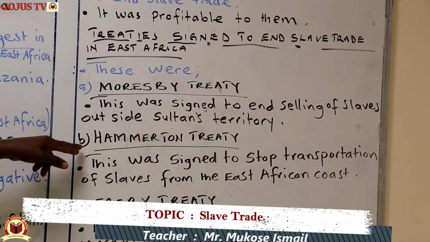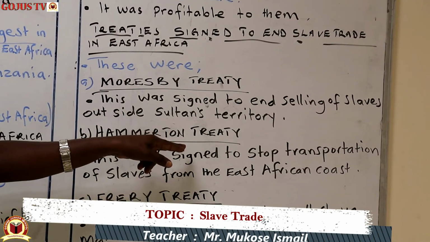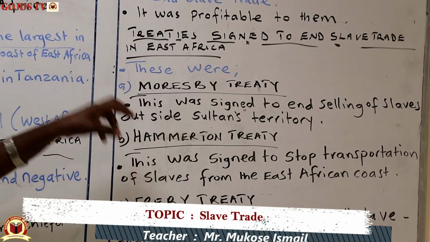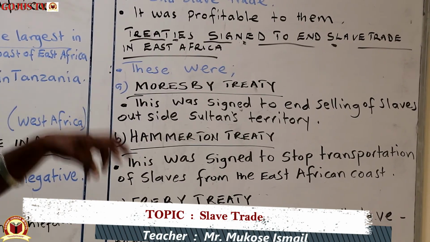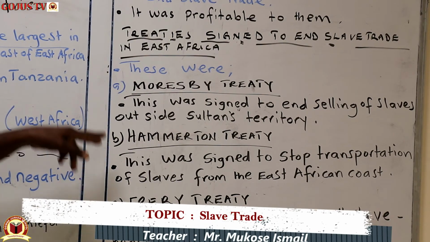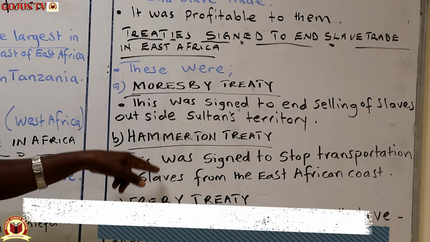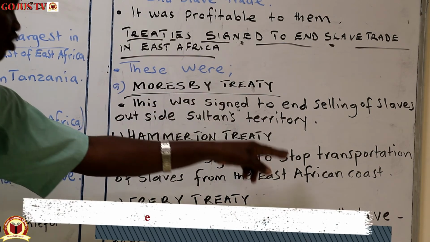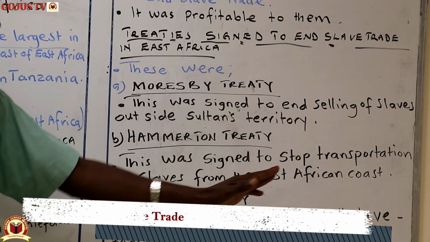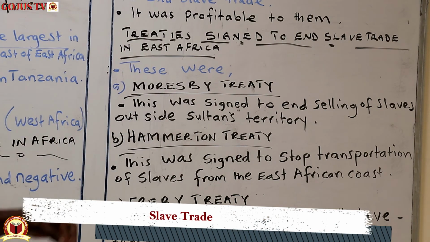Then another treaty was Hamilton Treaty. These treaties were named after those people, the foreigners who signed them. You look for the details in the workbook. So this Hamilton Treaty was signed to stop the transportation of slaves from the East African coast. Therefore, it had to stop.